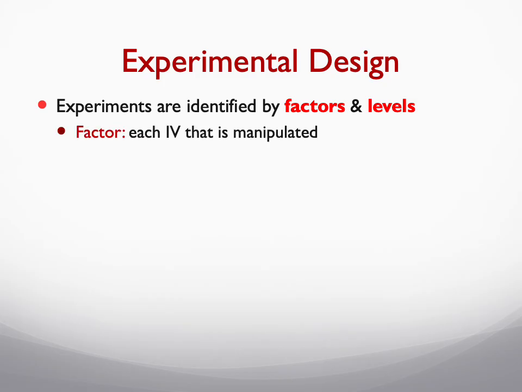A factor is going to be each independent variable that I've manipulated in an experiment. So far, we're really just talking about manipulating one independent variable at a time, but it is possible to manipulate multiple independent variables at a time. And the levels are the specific groups or specific conditions within each of those factors.